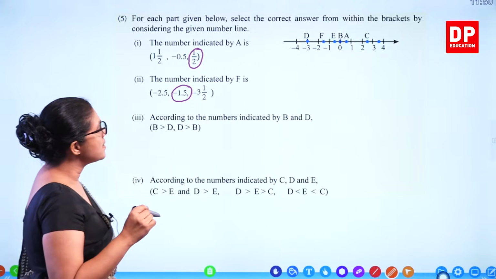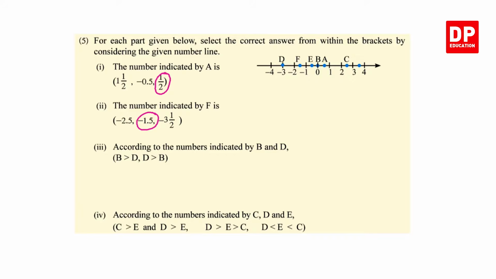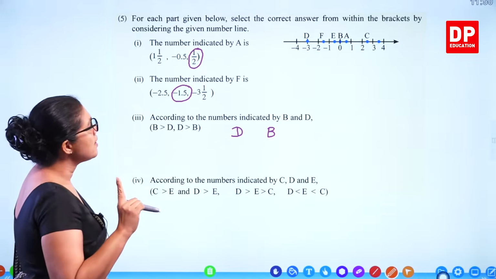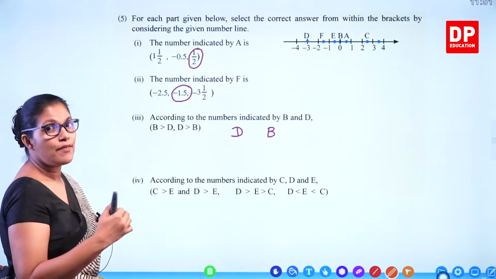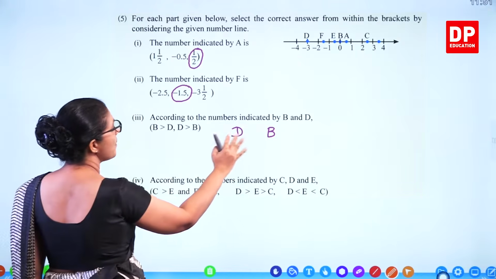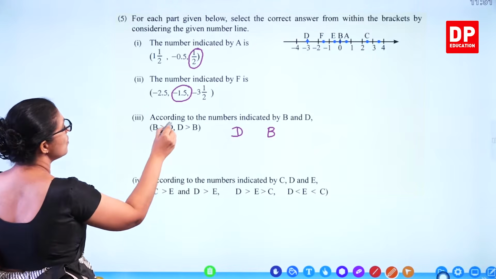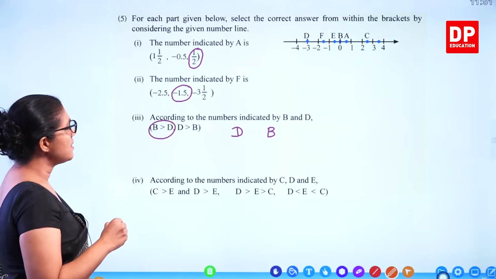According to the numbers indicated by B and D, B is here to the right and D is to the left. So which one is true? Normally the right side number is bigger than the left hand side number. So B is greater than D.